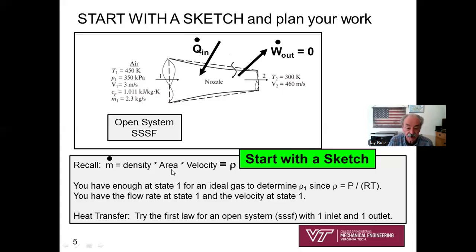M dot, the mass flow rate, equals AV, that's the volumetric flow rate, divided by the specific volume v. And so my claim here, do you see that, you've got plenty of information here for an ideal gas, pressure and temperature at state 1 to determine the specific volume v. And remember, rho, density, is the reciprocal of specific volume. So we're going to be in good shape on finding the area.